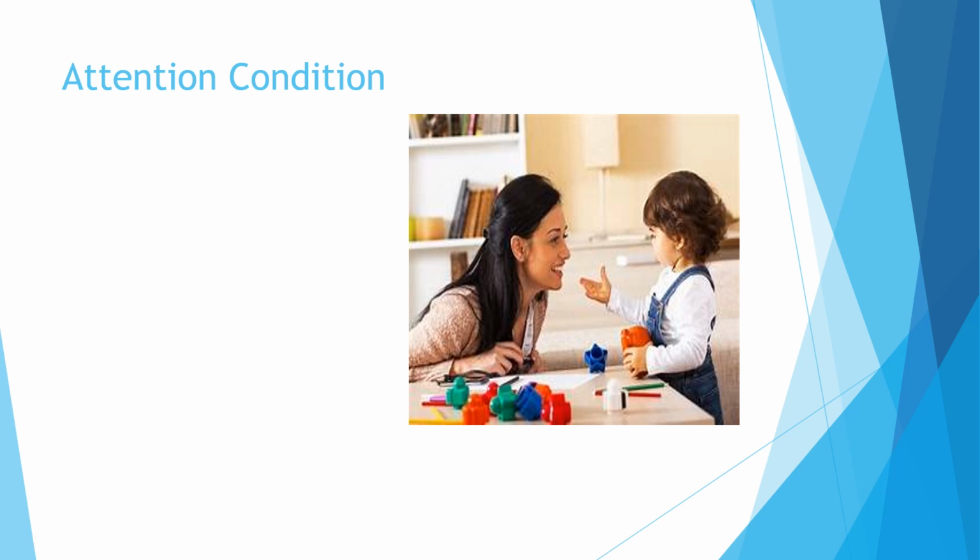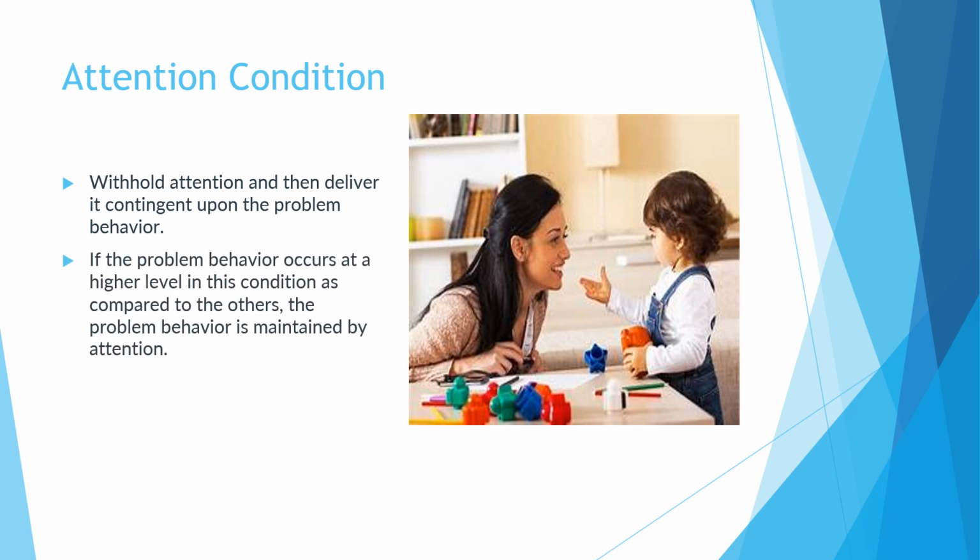Next, we will discuss the attention condition. In this condition, the implementer will withhold attention from the client, but will deliver it contingent upon the problem behavior. For instance, I will not give any attention to my client. This includes eye contact and responding to any social bids for attention. However, the minute my client bangs his head, I will deliver the attention. I could say something like, "No, don't do that," or "Okay, we can play now." If the problem behavior occurs at a higher level in this condition as compared to the others, we can reasonably state that the problem behavior is maintained by attention.